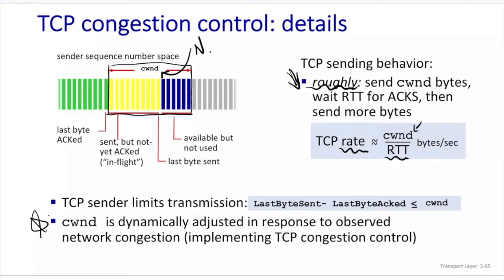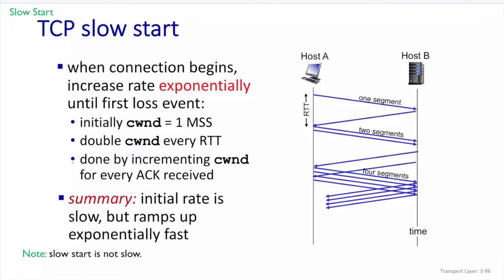So TCP congestion control means we should have a mechanism to continuously monitor the current congestion level of the network, and we will adjust the congestion window size, that is the capital N, to decrease or to increase the sending rate. Okay, that is the definition. And here is the first mechanism we apply on TCP. We call it TCP slow start.